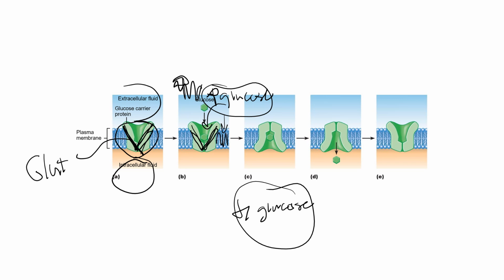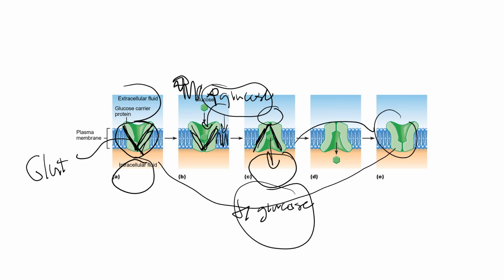And then once glucose docks inside, the GLUT protein closes off facing the extracellular or interstitial fluid and opens up facing the intracellular fluid, and that actually allows glucose to come in. And then after glucose comes in, it reverts back to its original orientation, which is this. Okay, it reverts back to being opened up facing the extracellular fluid and closed facing the intracellular fluid.